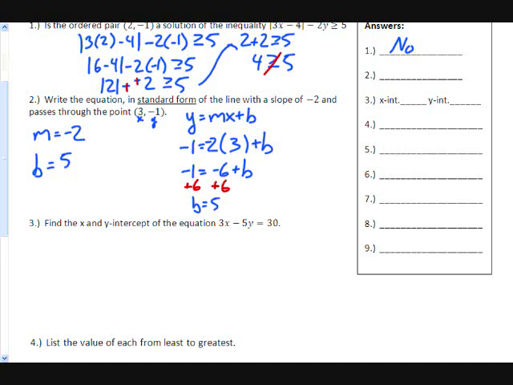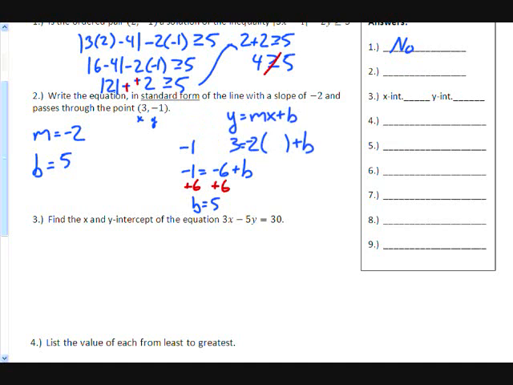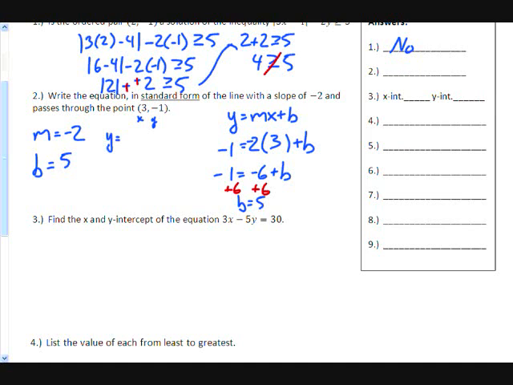So now the equation in slope-intercept form, let me scoot this guy off to the side a little bit. The equation in slope-intercept form would be y equals a negative 2x plus 5. But I want it in standard form, so I'm going to have to add the 2x to each side. So in standard form, it's 2x plus y equals 5. So just be aware there are multiple forms that we can have this in, whether it's slope-intercept or standard form, being ax plus by equals c.